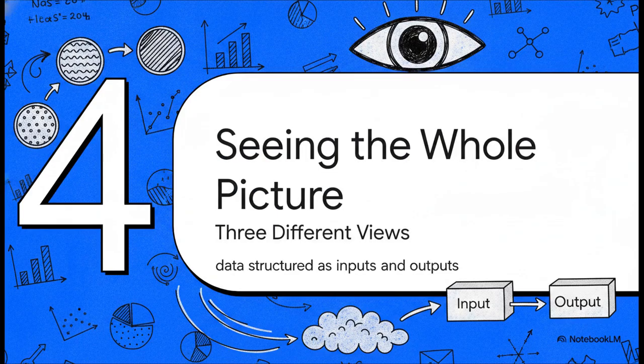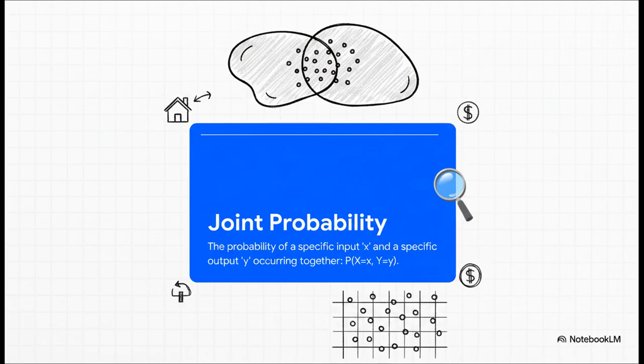Okay, now that our data is nicely structured into inputs and outputs, this is where things get really interesting. We can start asking much smarter questions by looking at the relationship between x and y from a few different angles. First up is what we call joint probability. I like to think of this as the God view of your data. P of x equals x, y equals y tells you the probability of a specific input x happening together with a specific output y. So what's the probability that a house is exactly 2,000 square feet and sells for exactly $500,000? The joint probability distribution map gives us the answer for every single possible combination.